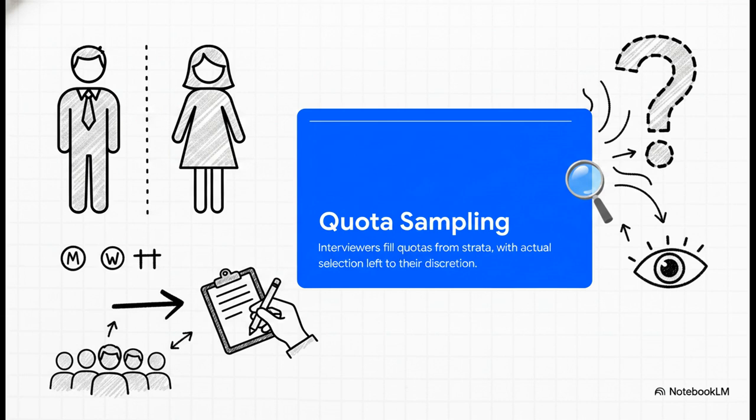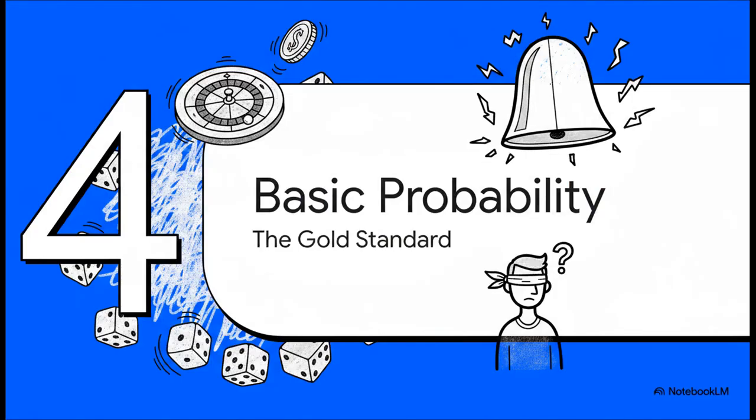Because it relies so heavily on that personal choice, it's essentially just a judgment sample wearing a disguise, which makes it incredibly prone to interviewer bias. All right, let's shift gears to Section 4, basic probability.